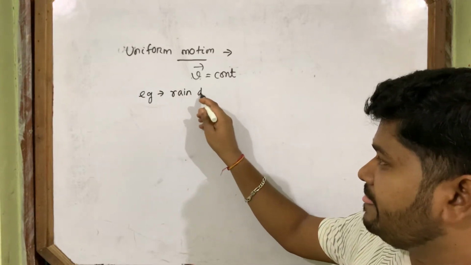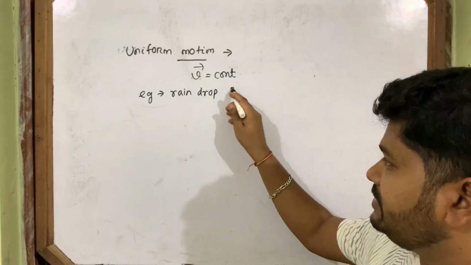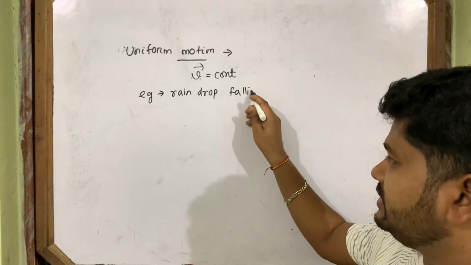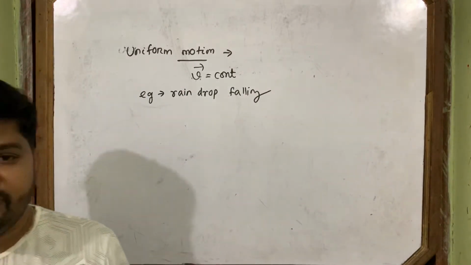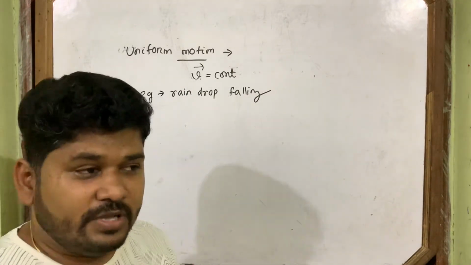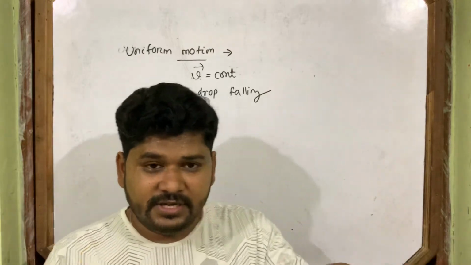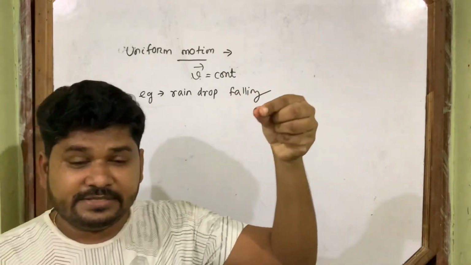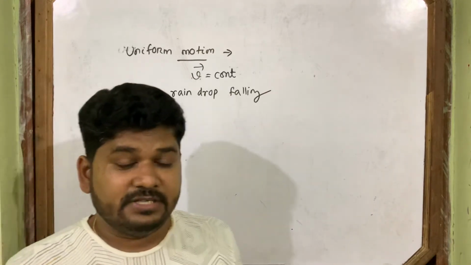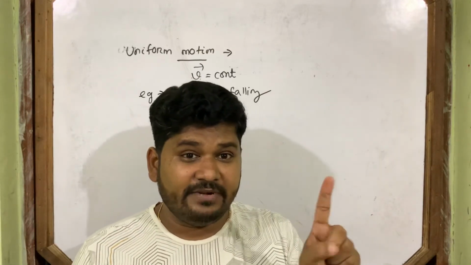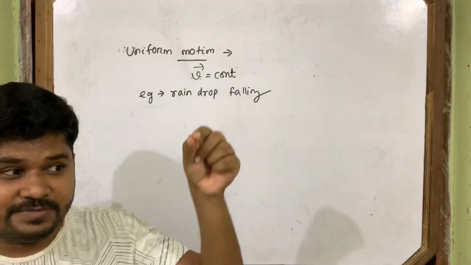raindrop falling. Falling of a raindrop is an example of uniform motion. When the raindrop falls, it falls with a constant speed in a downward direction. Remember, the speed of a raindrop never increases. Raindrop speed is constant.